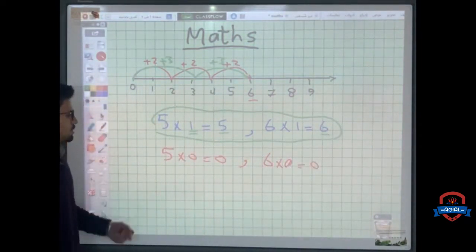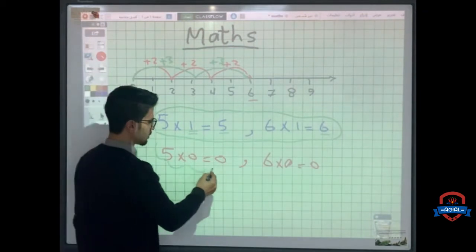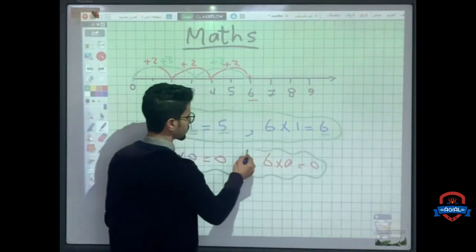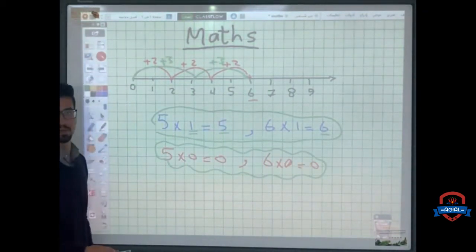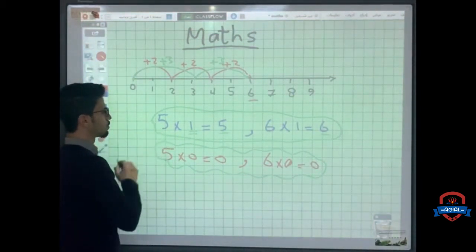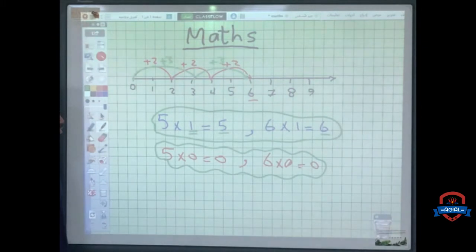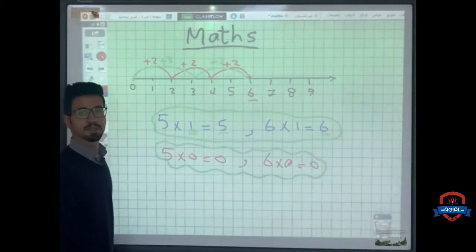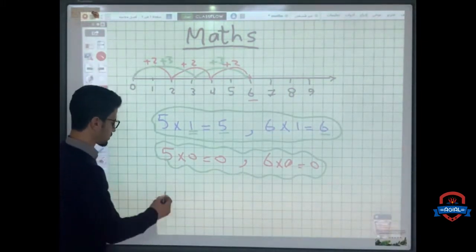And the second property is 5 times 0 or 6 times 0 or any number multiplied by 0 equals 0. So these are two properties. And the last property is the distributive property, and we had studied it before.